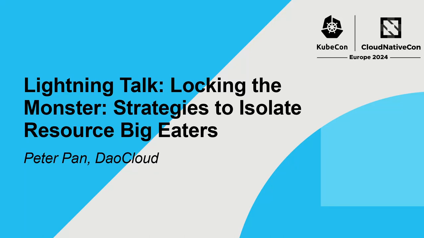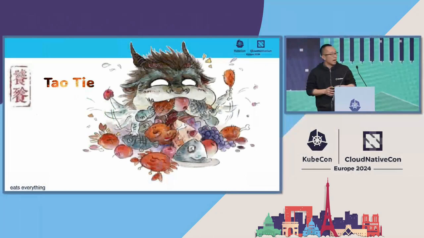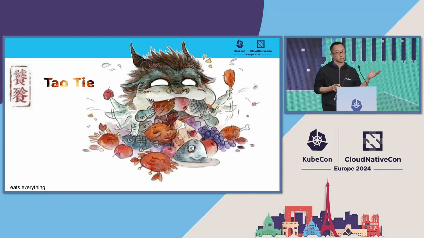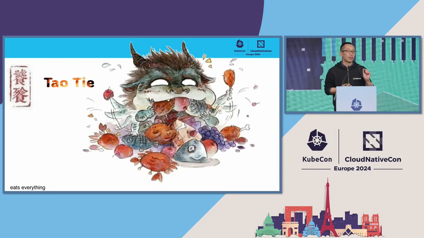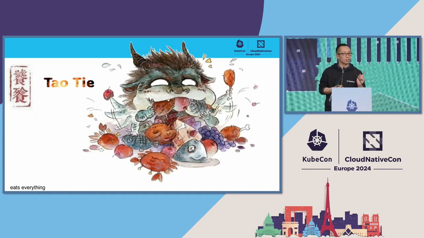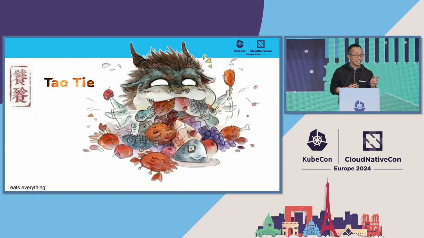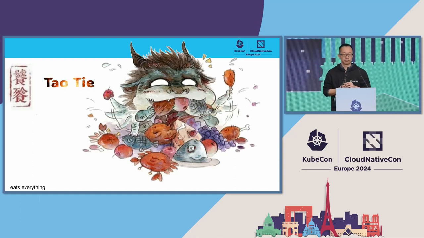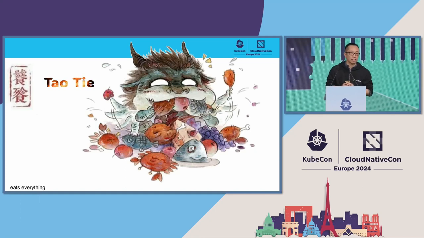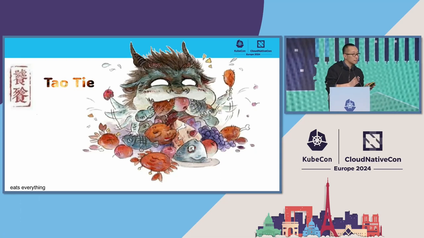Today we will together catch and lock the monster, the resource big eater. May I introduce my co-speaker? In Chinese legend, he's the dragon's fifth son. His name is Taotie. He's very greedy. He will eat whatever he can see and touch. Well, it's just like a container that uses too much resource and exhausts the whole system.